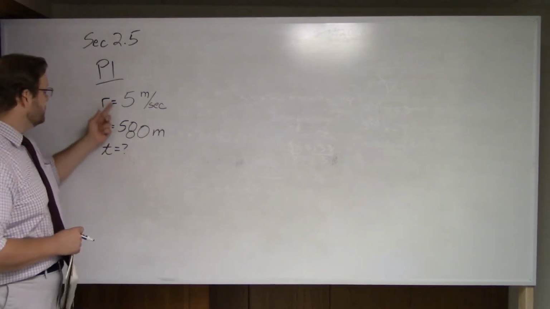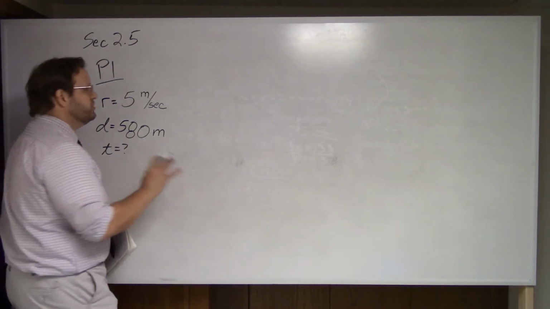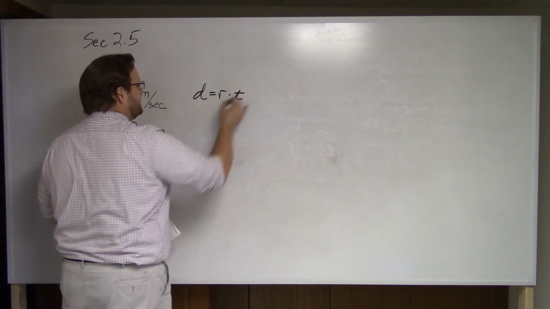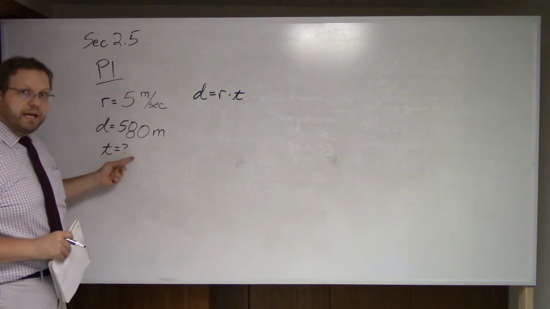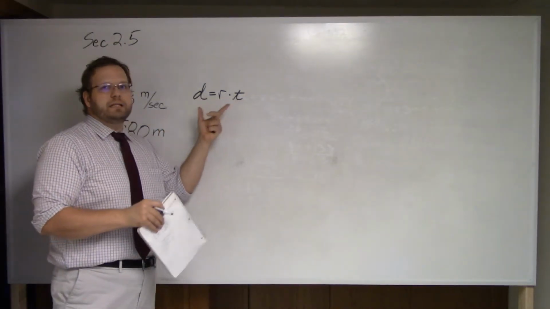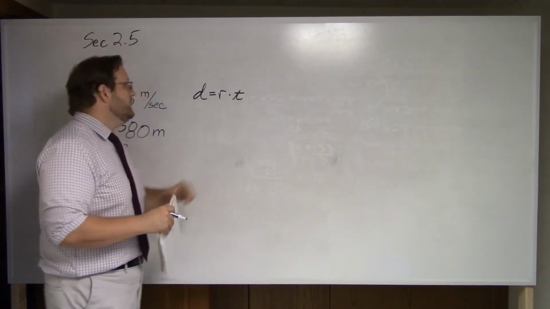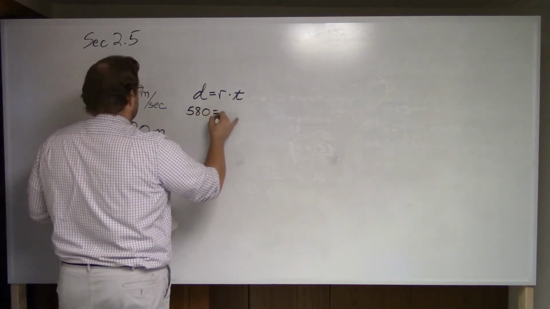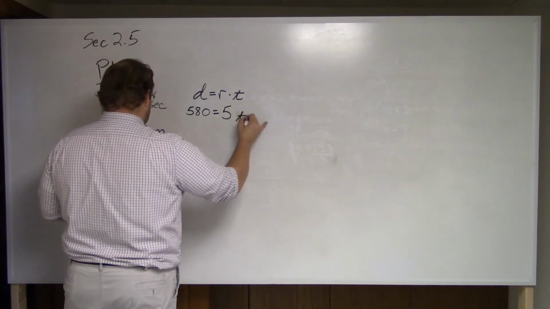Now, how do these 3 relate? This is where the formula comes in. The formula is nice and short, and it's distance equals rate times time. There's your formula. So, we list what we have, just like we did in the previous section. But now here, we didn't need to translate that. We just needed to know that these things go together in this way. Now, we plug and chug. Distance is 580. The rate is 5. And then the time, I don't know.